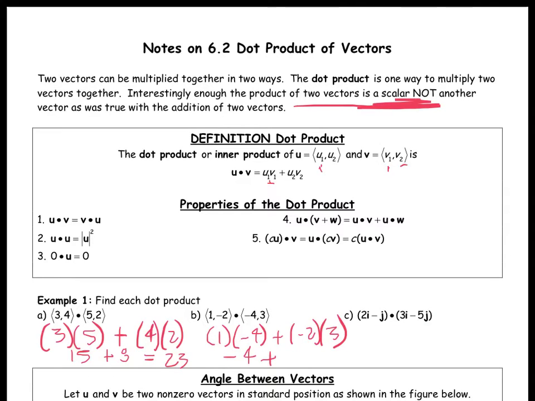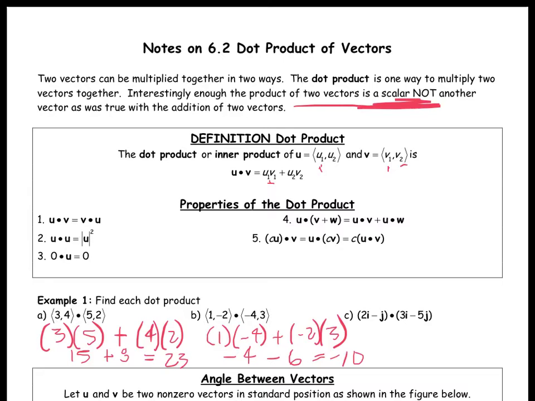Negative 2 times 3 is negative, oops, I should probably use an eraser. Minus 6. Lo and behold, you get negative 10. That should tell you that when I multiply these two vectors together, I get a negative number.